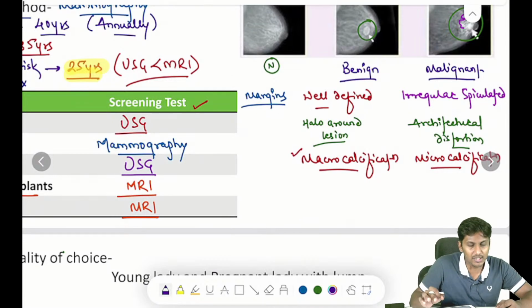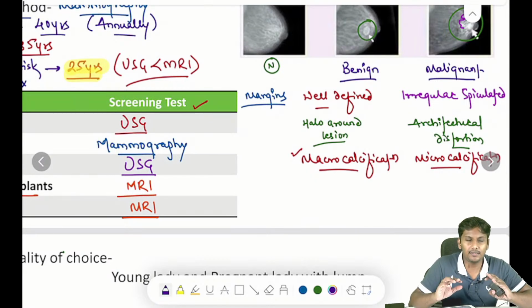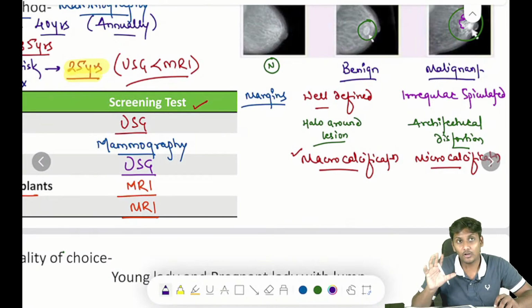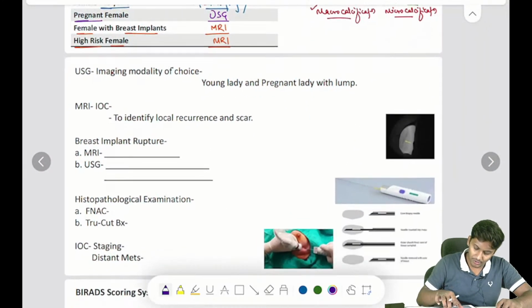Benign में well defined margins, malignant में irregular spike like margins. ठीक है, benign में there is a halo around the region, malignancy में there is a complete distortion of the architecture. In benign definitely there is a macro calcification like a popcorn calcification, but in malignant there are very small micro calcifications. ठीक है, that is important to be remembered.